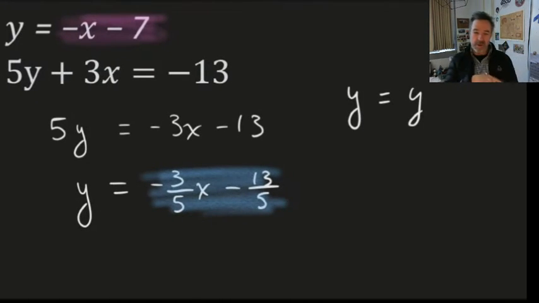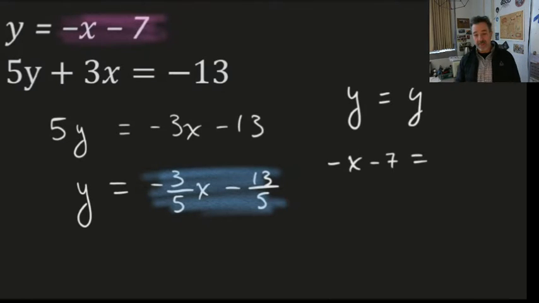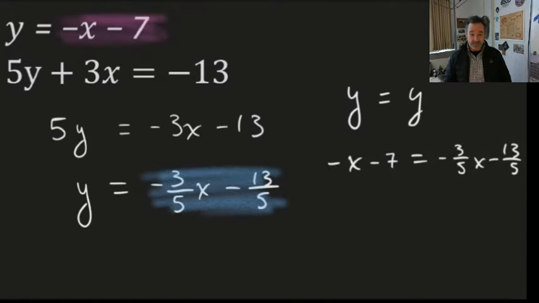The first way that we're going to write y is the thing that I've highlighted in the purple. It's the opposite of x minus 7. And on the other side of that, the other way that we wrote y from the second equation, once I got y alone, was negative 3/5 x minus 13/5. All right, perfect. We now have an equation that only has x's in it.